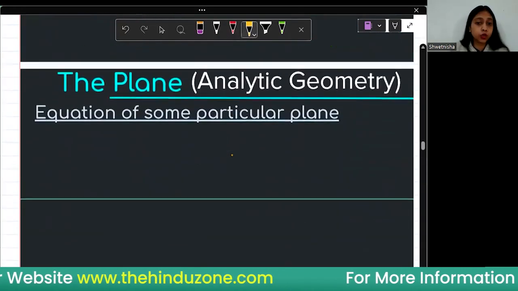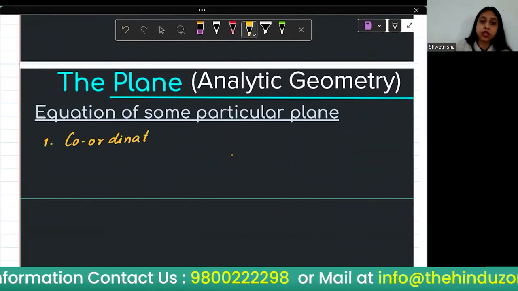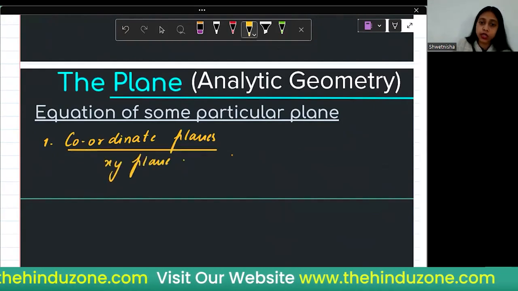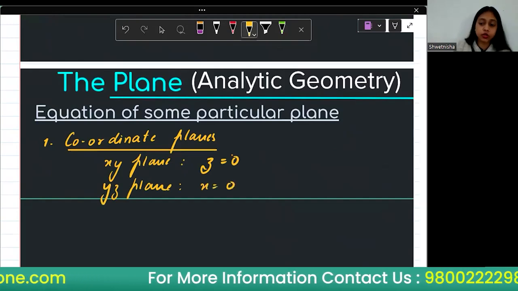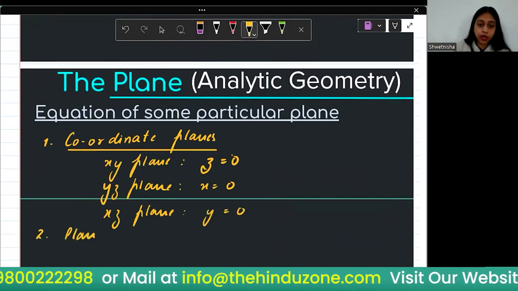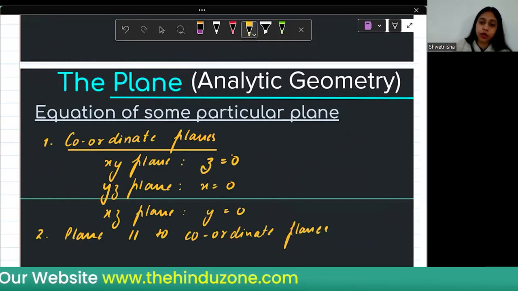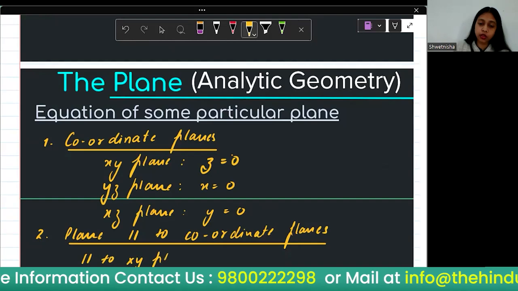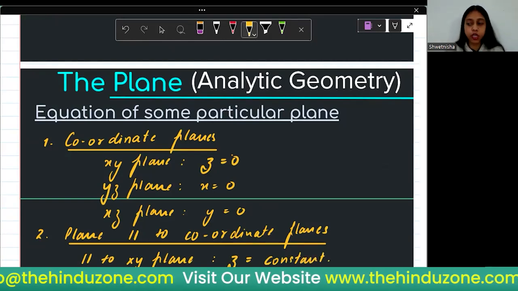You must be clear with the equations of some particular planes, for example, coordinate planes. Coordinate planes are the XY plane, YZ plane and XZ plane. What is the equation of the XY plane? That is going to be z is equal to 0. The equation of the YZ plane will be x is equal to 0. And the equation of the XZ plane will be y equal to 0. In fact, any plane which is parallel to a coordinate plane, for example a plane parallel to XY, would have the equation z is equal to a constant. This will be the form of the equation of these particular planes.